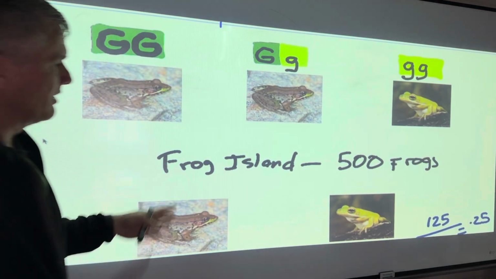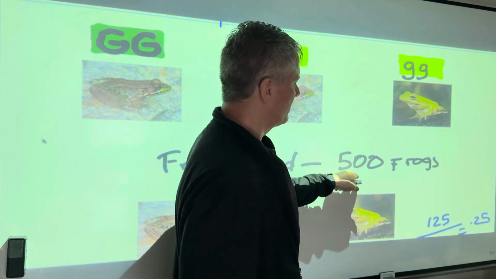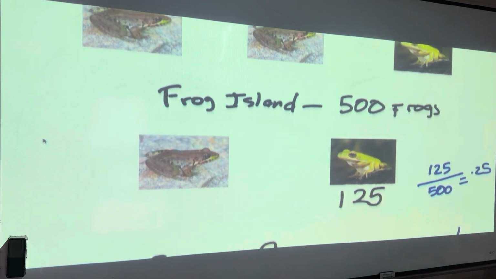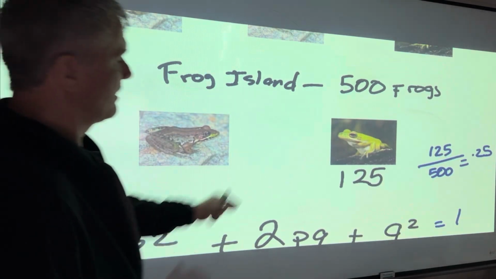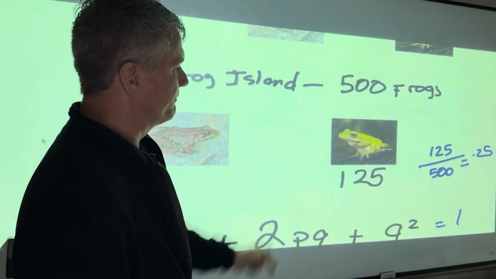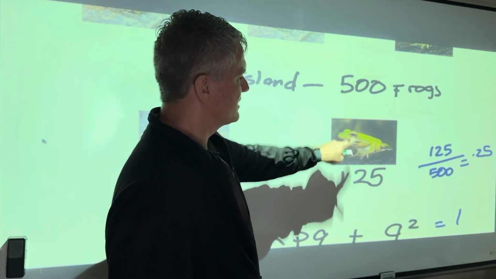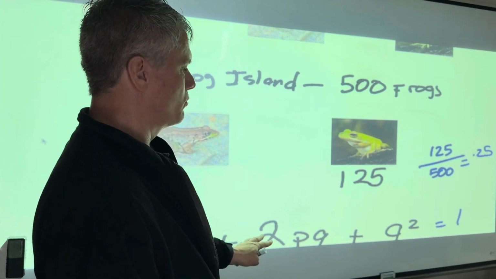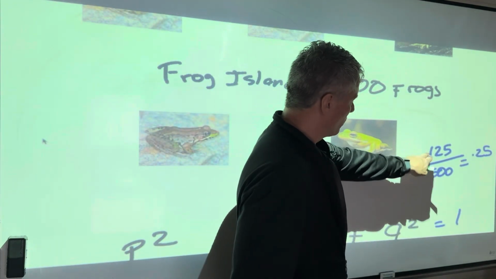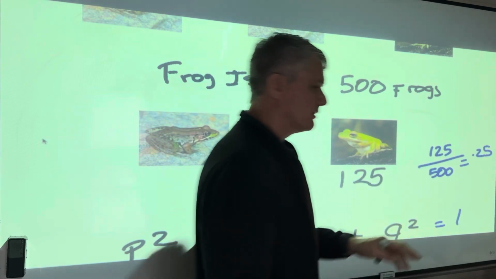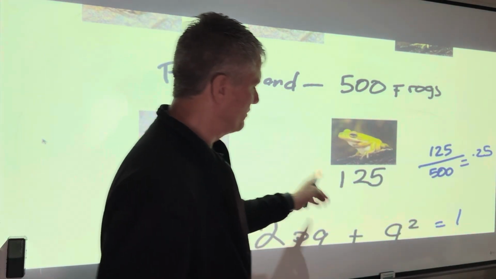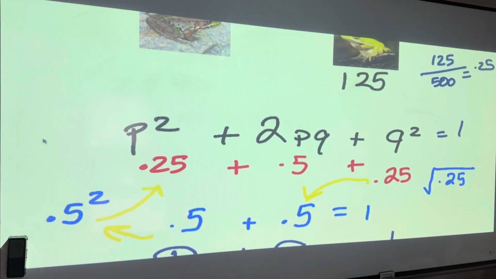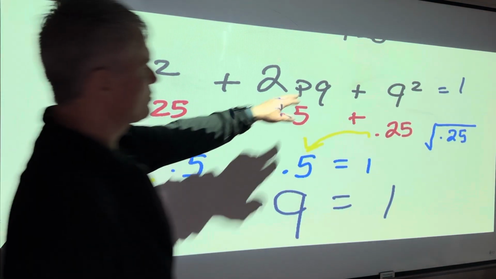They're telling us that Frog Island has 500 total frogs. They did a count, and they found that 125 of them are carrying the homozygous recessive genotype. So what we've got to do is figure out Q squared. Take 125, divide it by 500, because that's the total number of frogs, and it's going to give you 0.25. So we know that Q squared is 0.25.